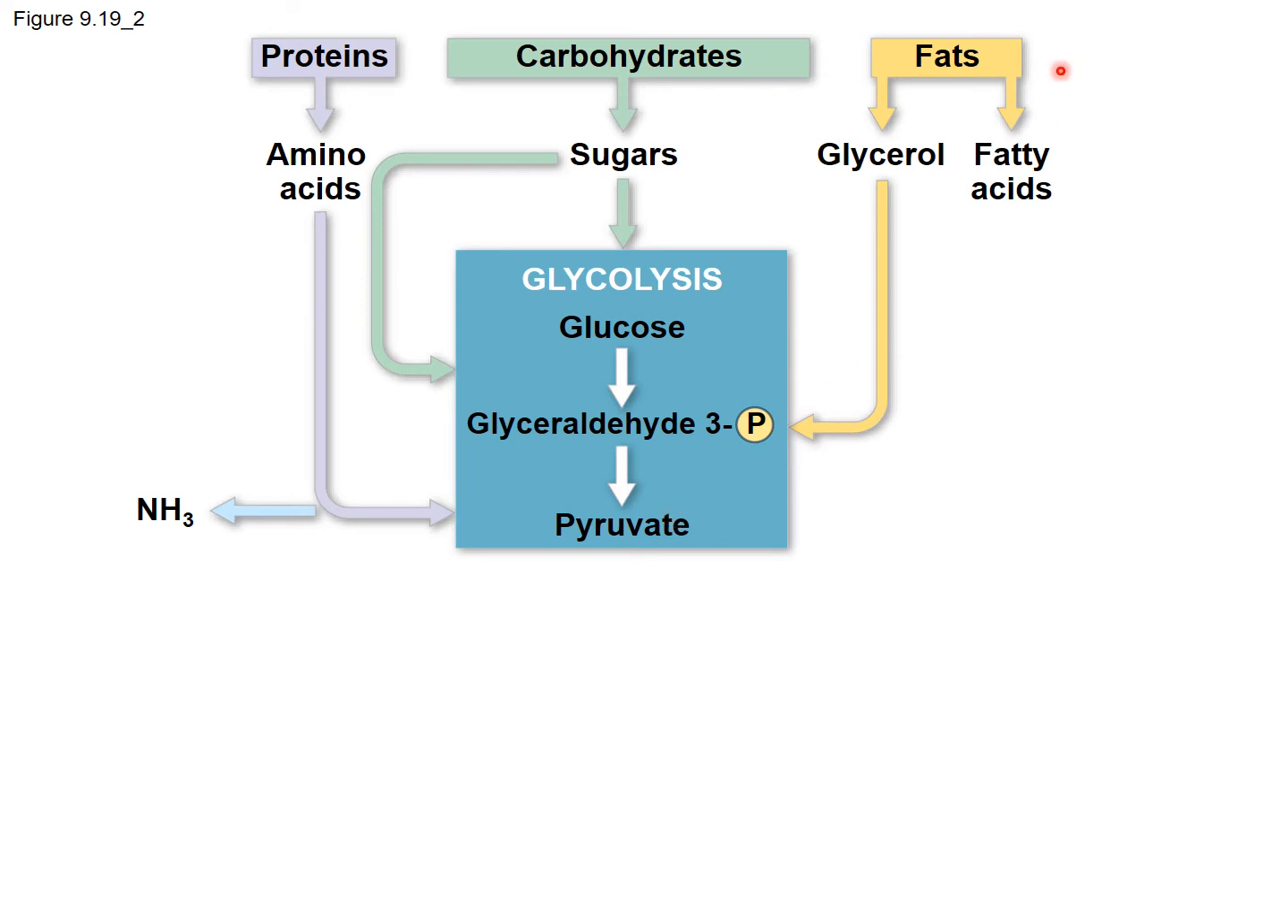With fats, remember, fats are made out of glycerol. Remember, the backbone is glycerol, and then 3 fatty acids. Well, if you cleave all the fatty acids off of the fats, then you have glycerol. Glycerol can easily be converted to glyceraldehyde 3-phosphate and then enter this main aerobic respiration pathway.